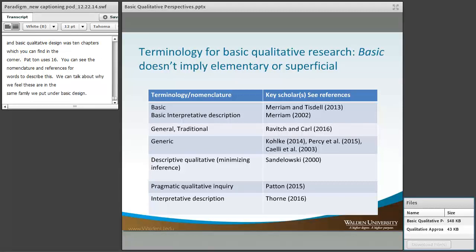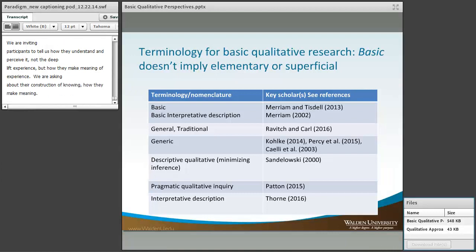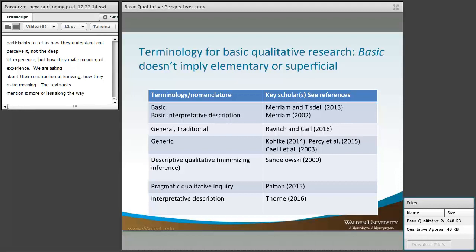One of them is that they do have a theoretical basis. Most of these textbooks will talk about constructivism. That we're inviting, largely through interviewing, participants to tell us how they understand an experience, how they perceive it, not the deep lived experience, but just how they make meaning of an experience. So we're asking about their construction of knowing, how they make meaning. And these textbooks mention that more or less along the way. I think the interpretive description, Sally Thorne's incredible book that's very well used in the nursing world, is very explicitly a constructivist approach. Susan, anything else you want to say about the nomenclature?